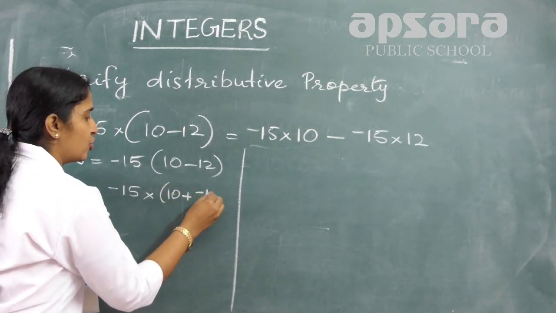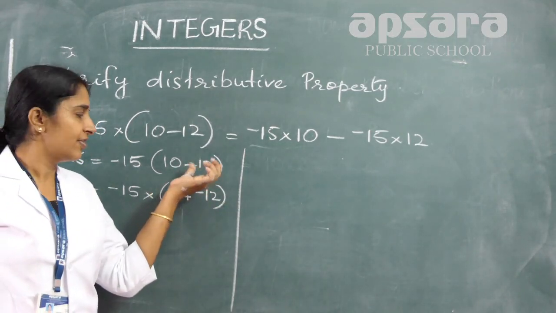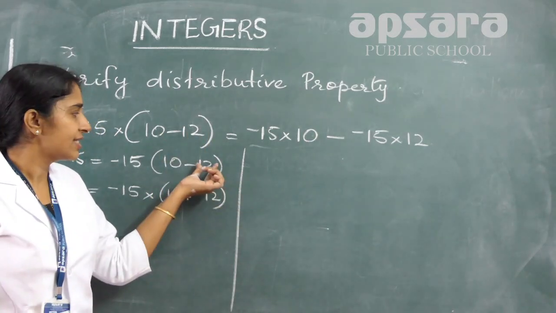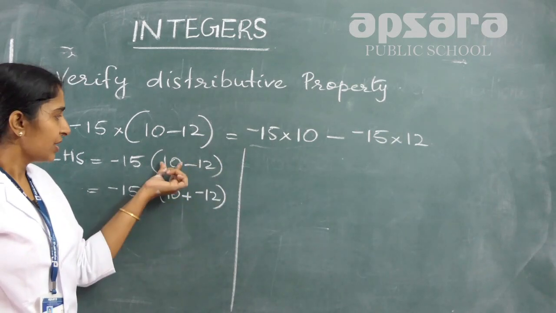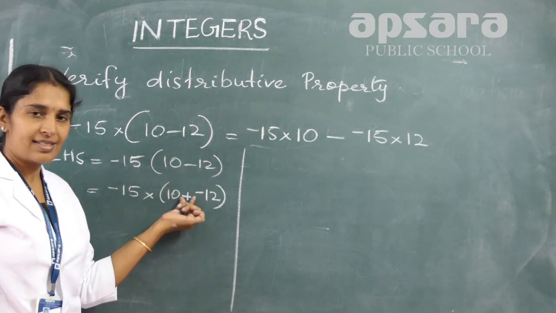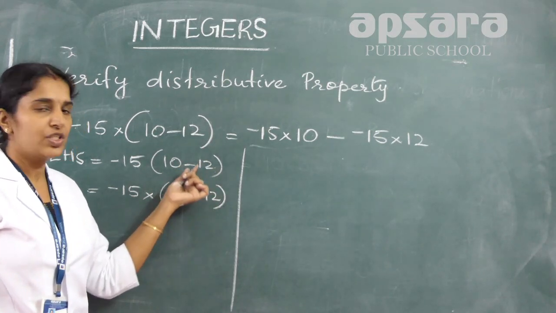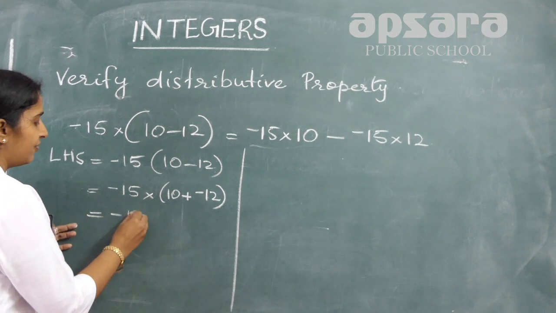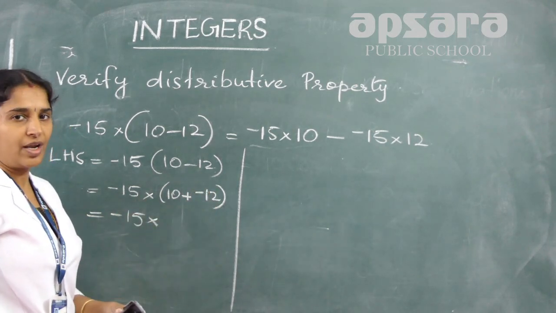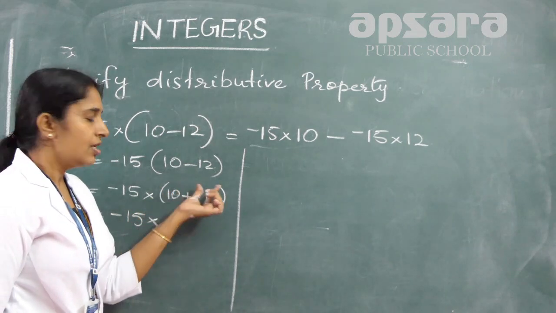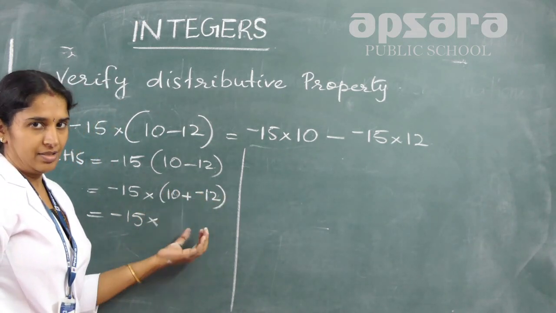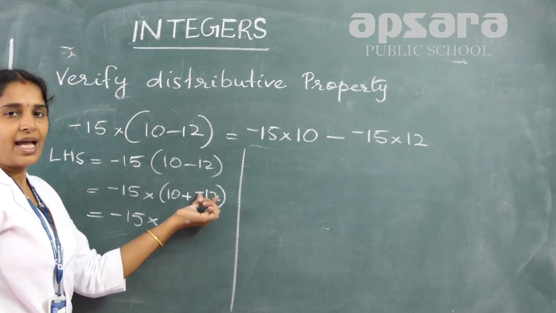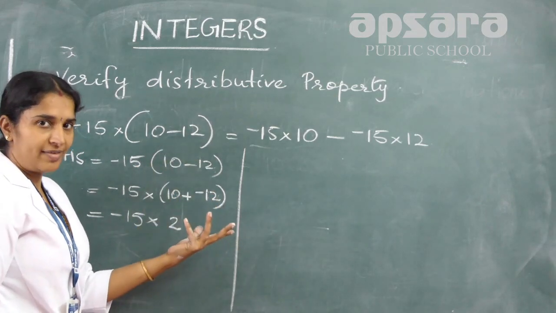10 plus minus 12. When you have to subtract an integer from another integer, instead of subtracting, what you have to do? Add the additive inverse of the second integer to the first integer. So 10 subtraction you have changed as addition. But what is the additive inverse of 12? It is negative 12. So 10 plus minus 12 equal to minus 15 into, what is 10 plus minus 12? You are adding a positive integer and a negative integer. So what will be the answer? Just subtract. Okay. Subtracted. Give the sign of the biggest. 10 and 12. Which is the greatest? 12, right? What is the sign?